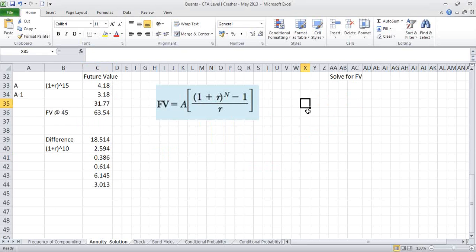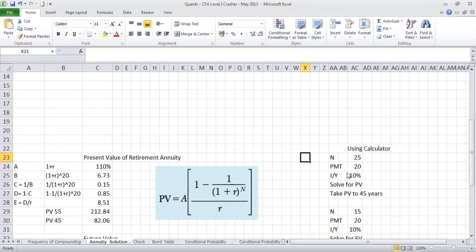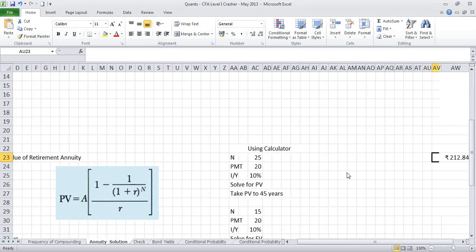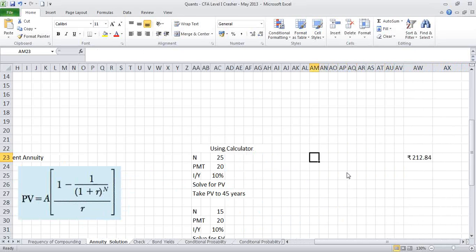As I said, the simpler method could be just to go ahead and use the calculator. So if you are using the calculator, this is what it becomes. First you will solve for the PV based on these numbers, where you will put in N as 25, PMT as 20, I by Y as 10%, and solve for the PV.